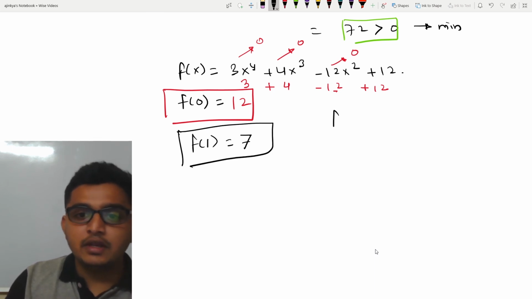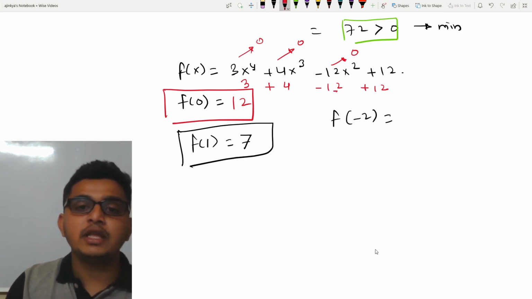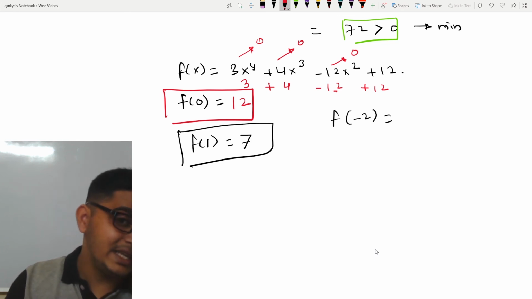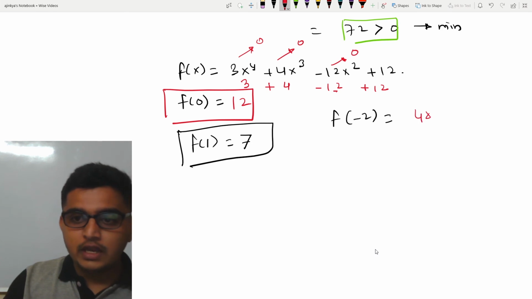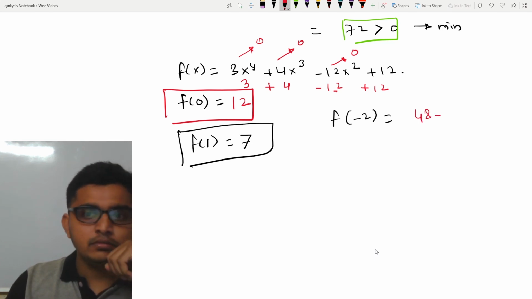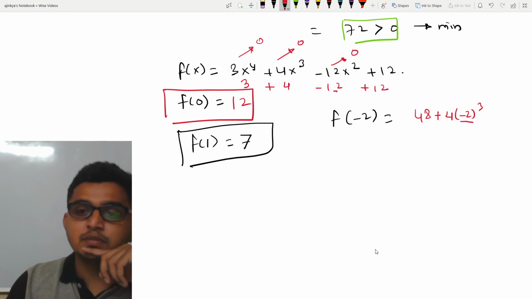Let's take the case of minus 2. In the case of minus 2, this first term is going to be minus 2 raised to 4, which is going to be 16. 16 times 3 is going to be 48. Now plus 4 times minus 2 cube, right? So this is going to be minus of 8 times 4, which is minus 32. So this is going to be minus 32.